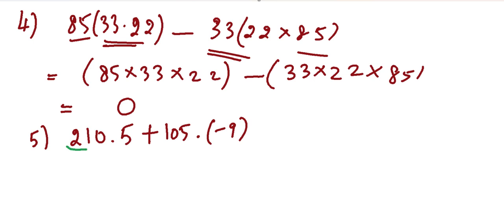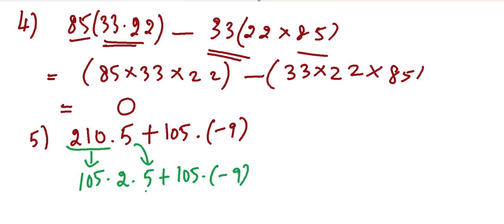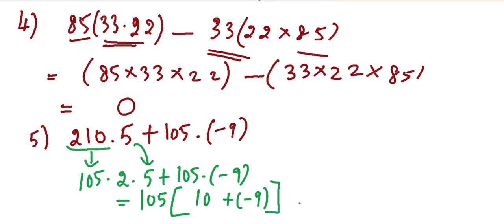Let me try to expand this 210 as 105 into 2. When I expand 210 as 105 into 2, what happens is I can take 105 common outside, right? So that makes my simplification even easier. So 105 into 2, and I'm going to replicate the 5 here, plus 105 into minus 9. Now you can see here, I can take 105 outside. So 5 into 2 is 10 plus minus 9.